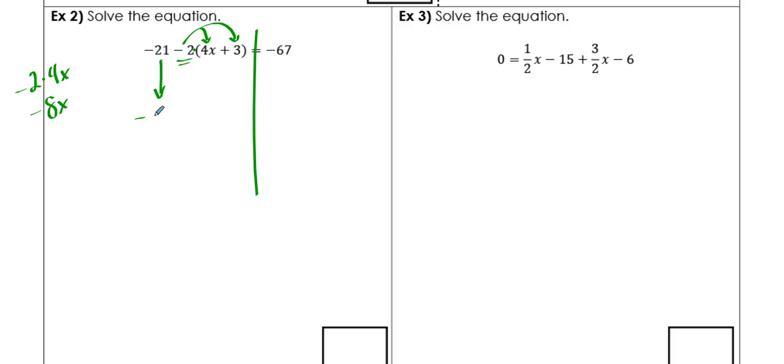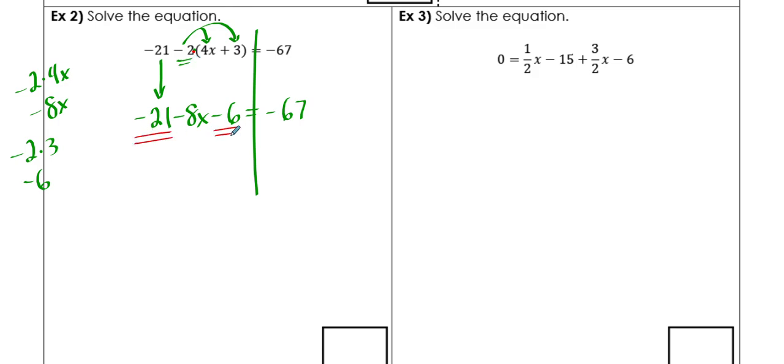So the negative 21 is just going to come down. This multiplication became negative 8x. Negative 2 times positive 3, that is negative 6. So in that next line, I'm going to write minus 6. So I distributed. I multiplied first. Now I'm going to combine like terms.